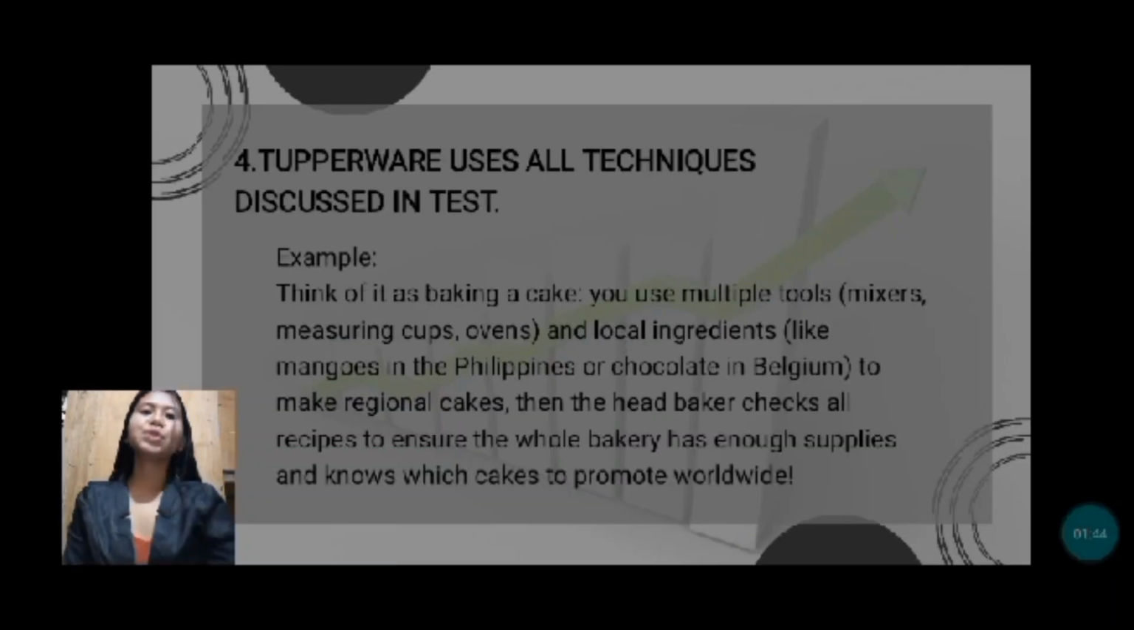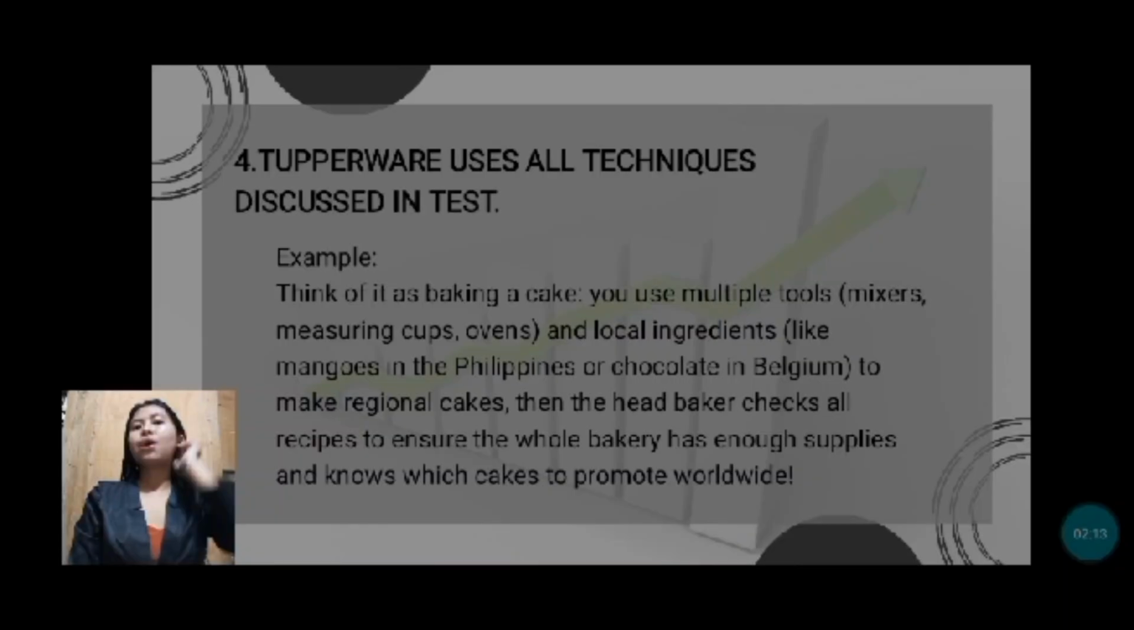And the last one is Tupperware uses all techniques discussed in the test. Tupperware uses all forecasting methods like analyzing past sales, tracking trends, and local team insights to predict demand, then combines local predictions into a global plan to make smart decisions about production, stock, and sales.